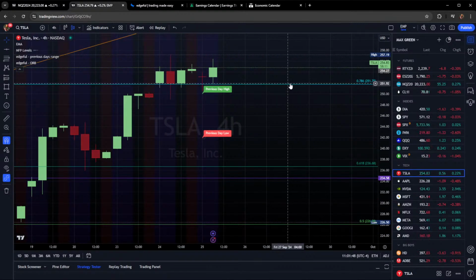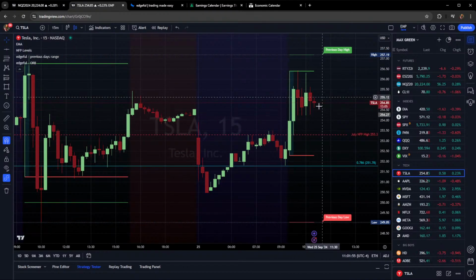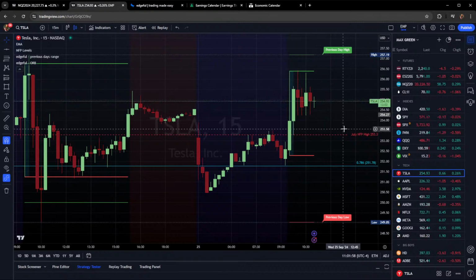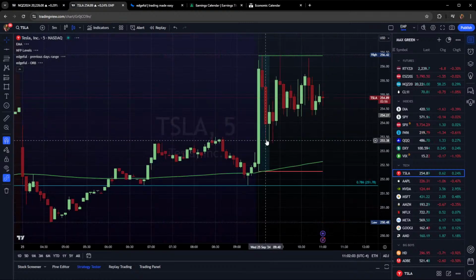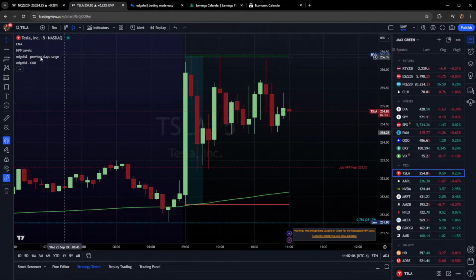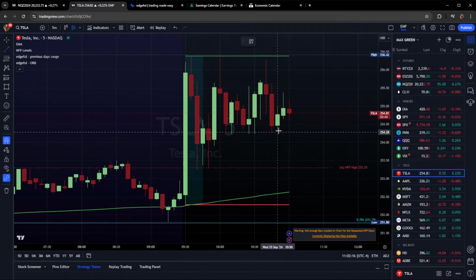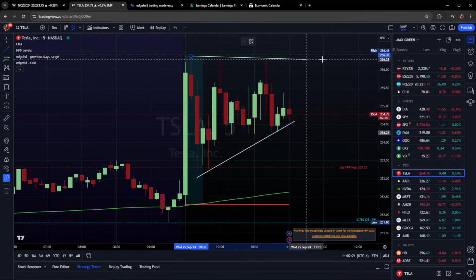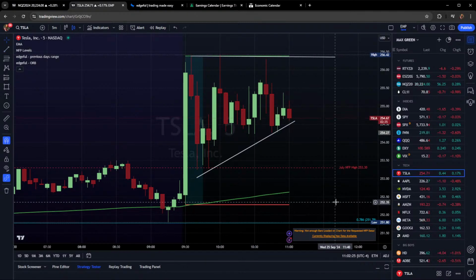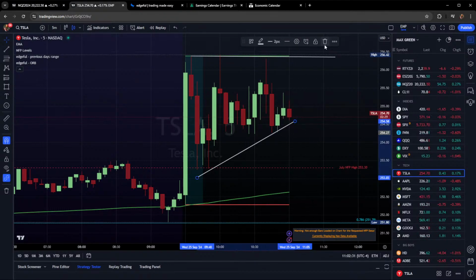Tesla, as long as it holds here, you're good. This looks kind of flaggy, but it also looks kind of rejecty. You could almost try to trade something like this. What I don't like is these upper wicks. As long as Tesla holds this, kind of higher low scenario.